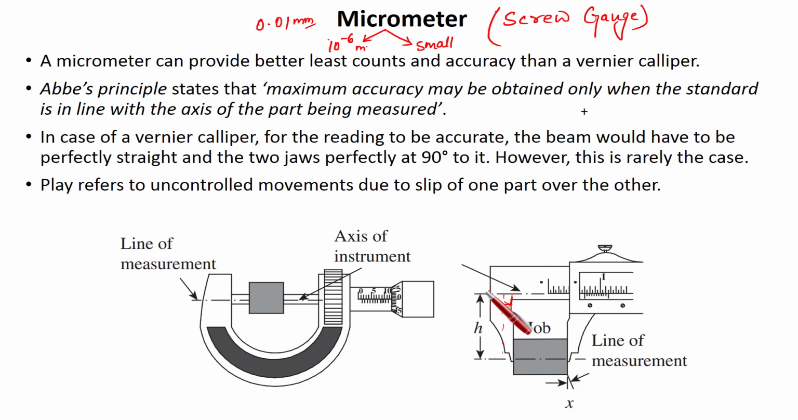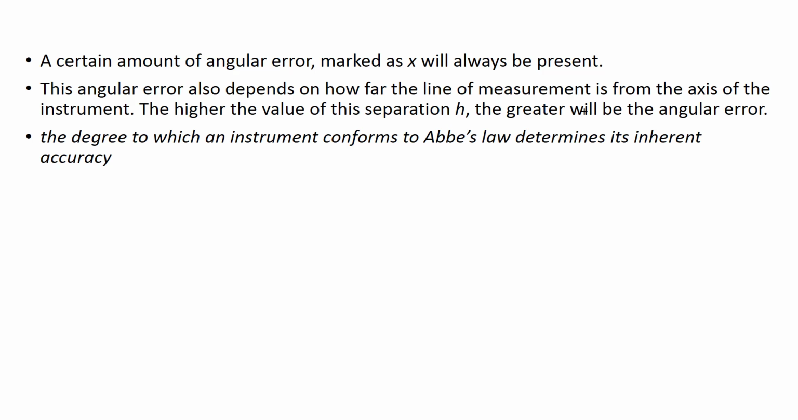So why does it happen? Because they are not perfectly perpendicular. The jaws of the vernier caliper and the axis of the instrument, it's very rare to make them perfectly perpendicular to each other. So the degree to which an instrument conforms to Abbe's law determines its inherent accuracy. Whichever instrument follows Abbe's law more will be more accurate.